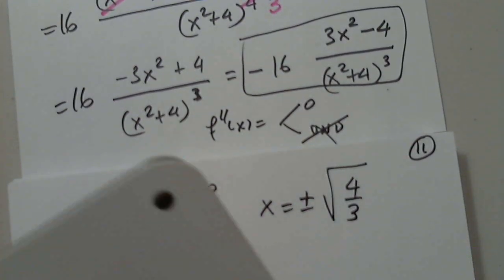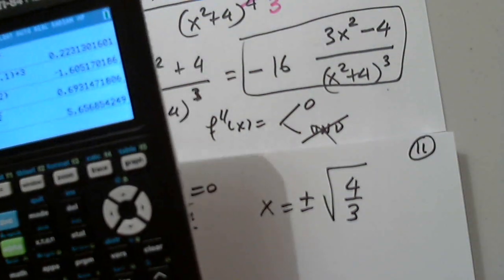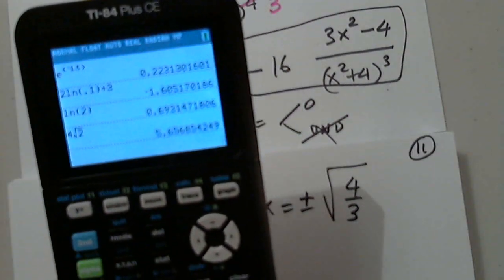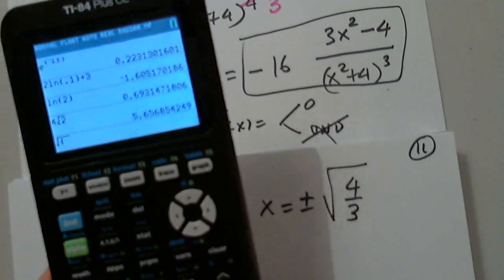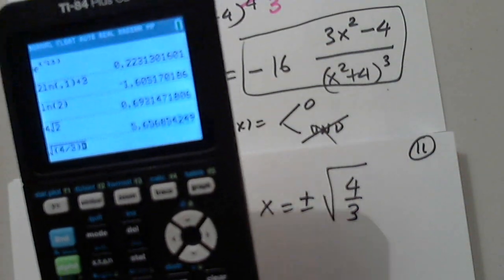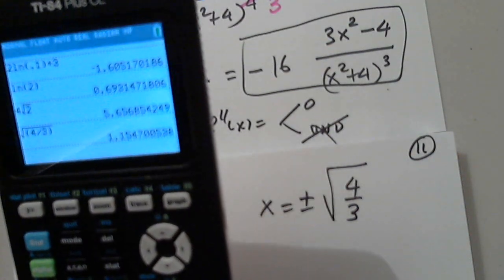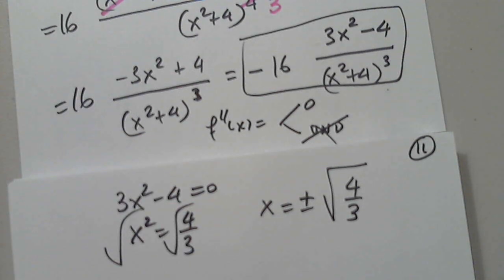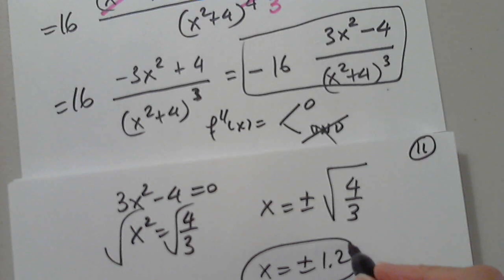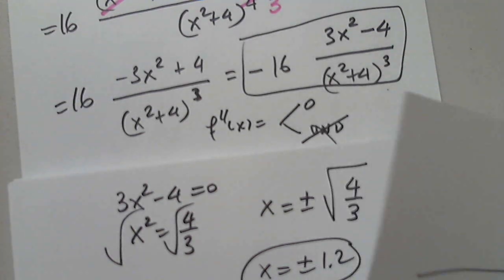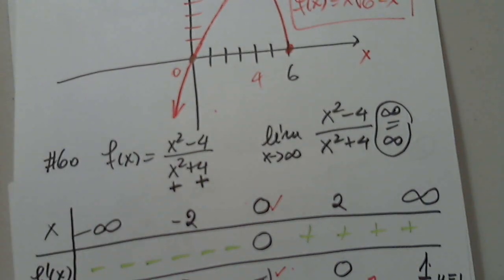I have no idea what that is. So the square root of 4 divided by 3. 1.2, roughly. So x equals plus or minus 1.2. Back to the table immediately. Yes, of course, I have to squeeze them in there, but it's okay.